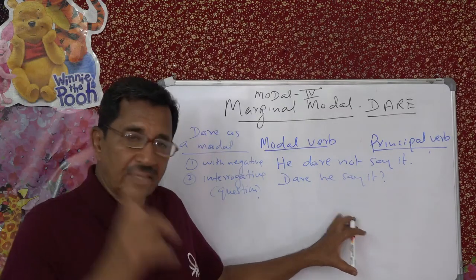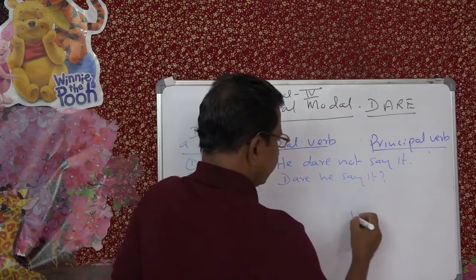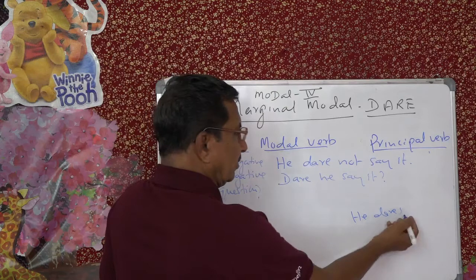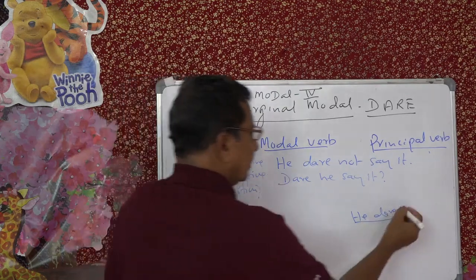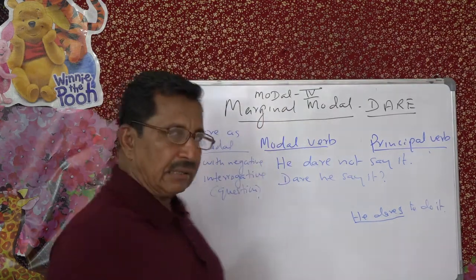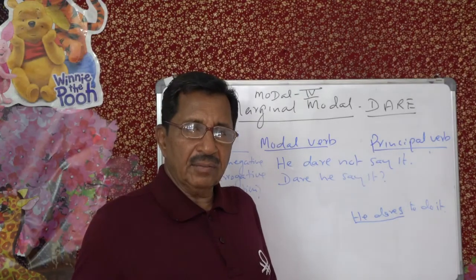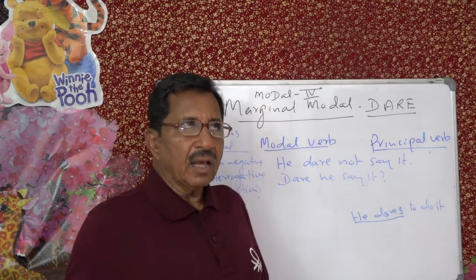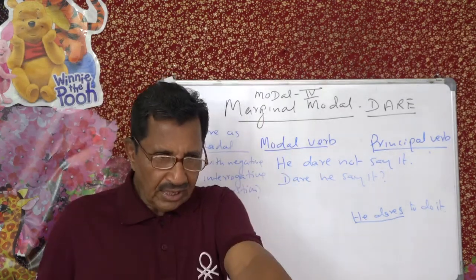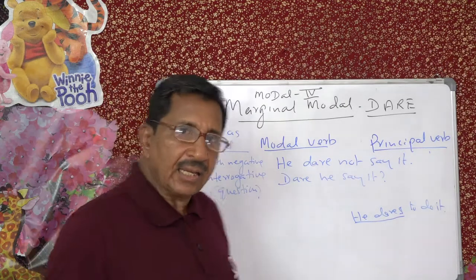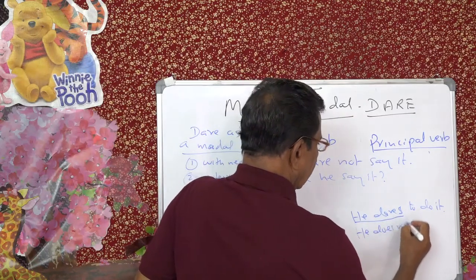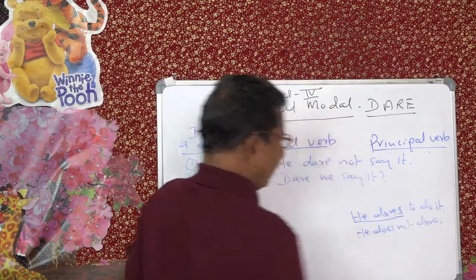But it can also be a main verb. In that case it is inflected. For example, you say, "He dares." So here it is a main verb. That's why it is inflected. "He dares to do it." That means he has the courage to do it. "He dares to climb the third floor of this building." "He dares to catch the thief." And in that case the negative will be, "He does not dare."